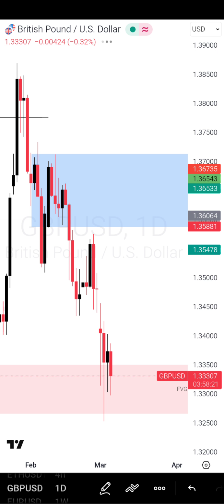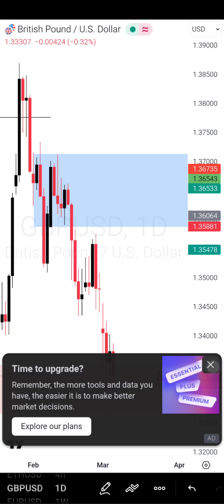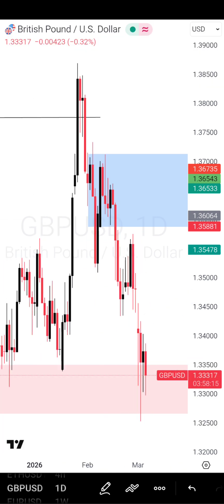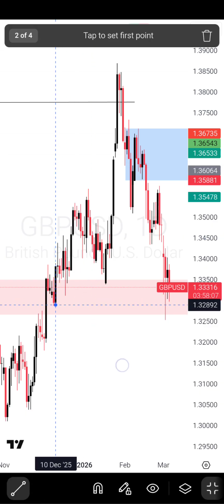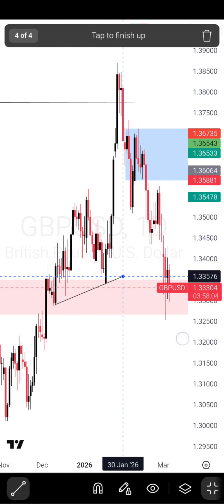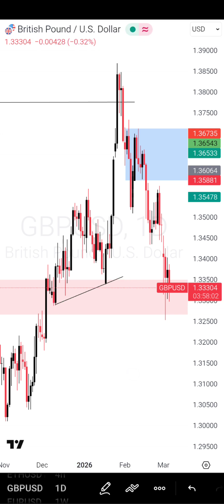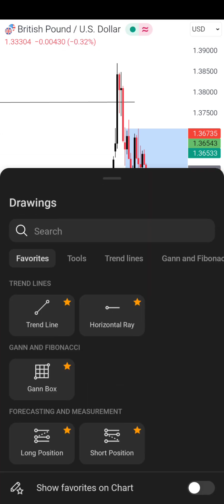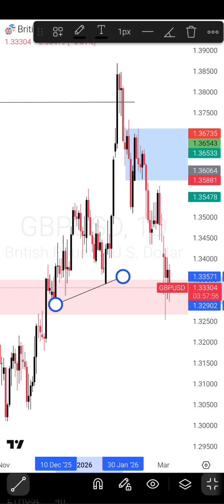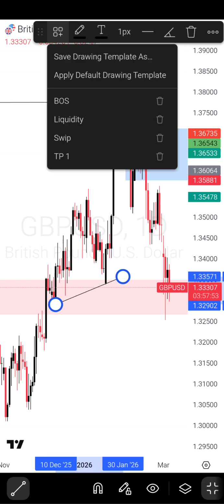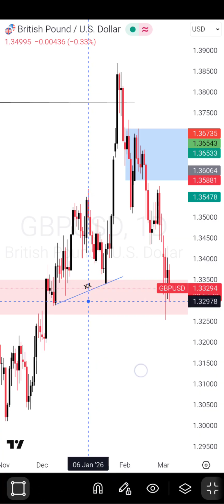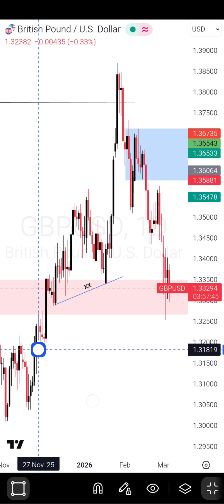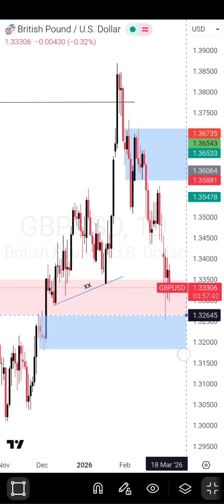So currently on the daily time frame, this is what I can see. On the daily time frame, we can see that this was taken as liquidity. That is why this supply zone here serves as our area of interest, this one.